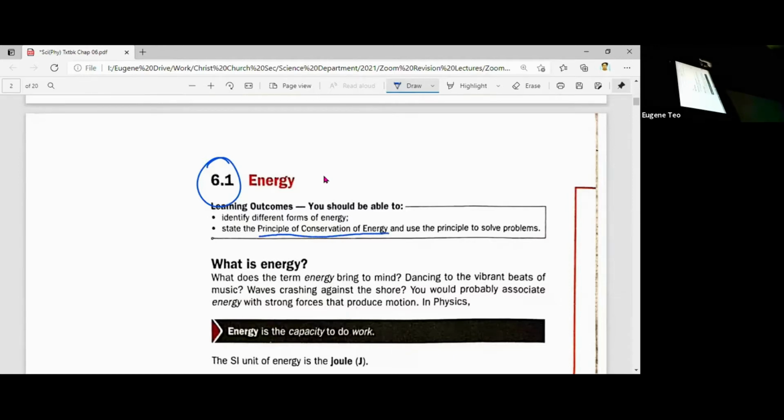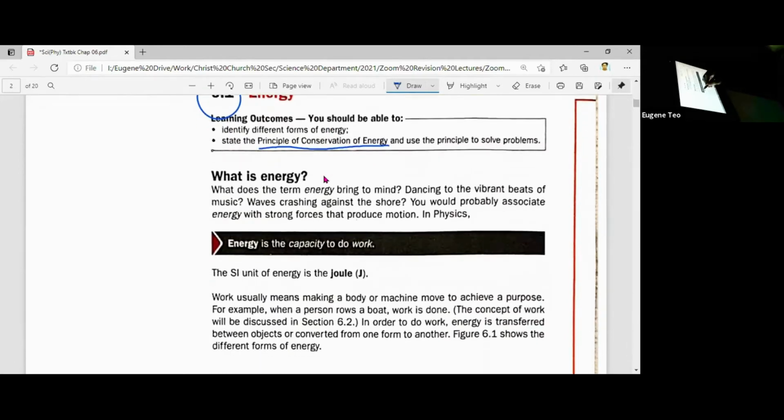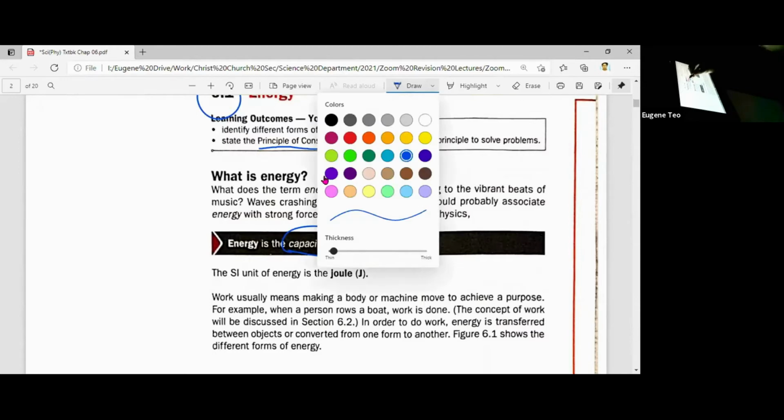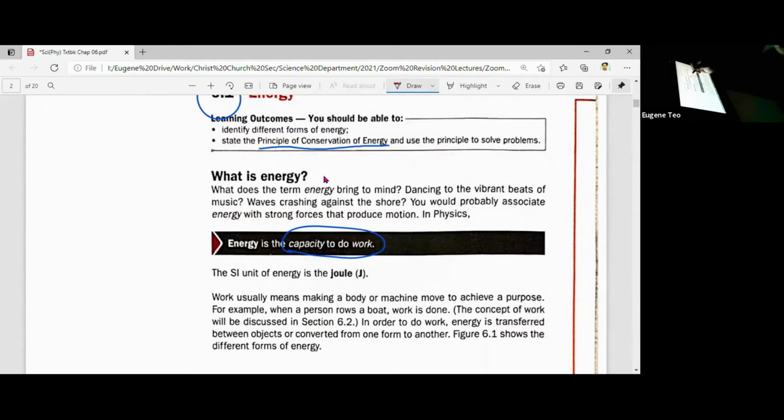Okay, so first thing, back to basics. So what is energy? Energy is the capacity to do work. Just like how we always mention that, when we tell you to do something, you say, I got no more energy left. So really energy is the ability or the capacity to do work. You need energy in order to do work. The SI unit is joules. Okay, joule.